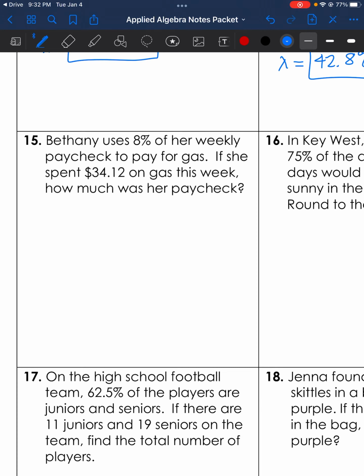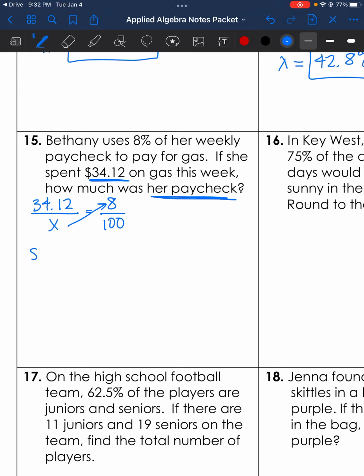Okay, last one here together, number 15. Bethany uses 8% of her weekly paycheck to pay for gas. If she spent $34.12 on gas this week, how much was her paycheck? So this is the part she spends on gas. It's asking what her whole paycheck is. So we have 34.12 over x. We don't know what the whole is, but we do know that this is 8%. 8 over 100.